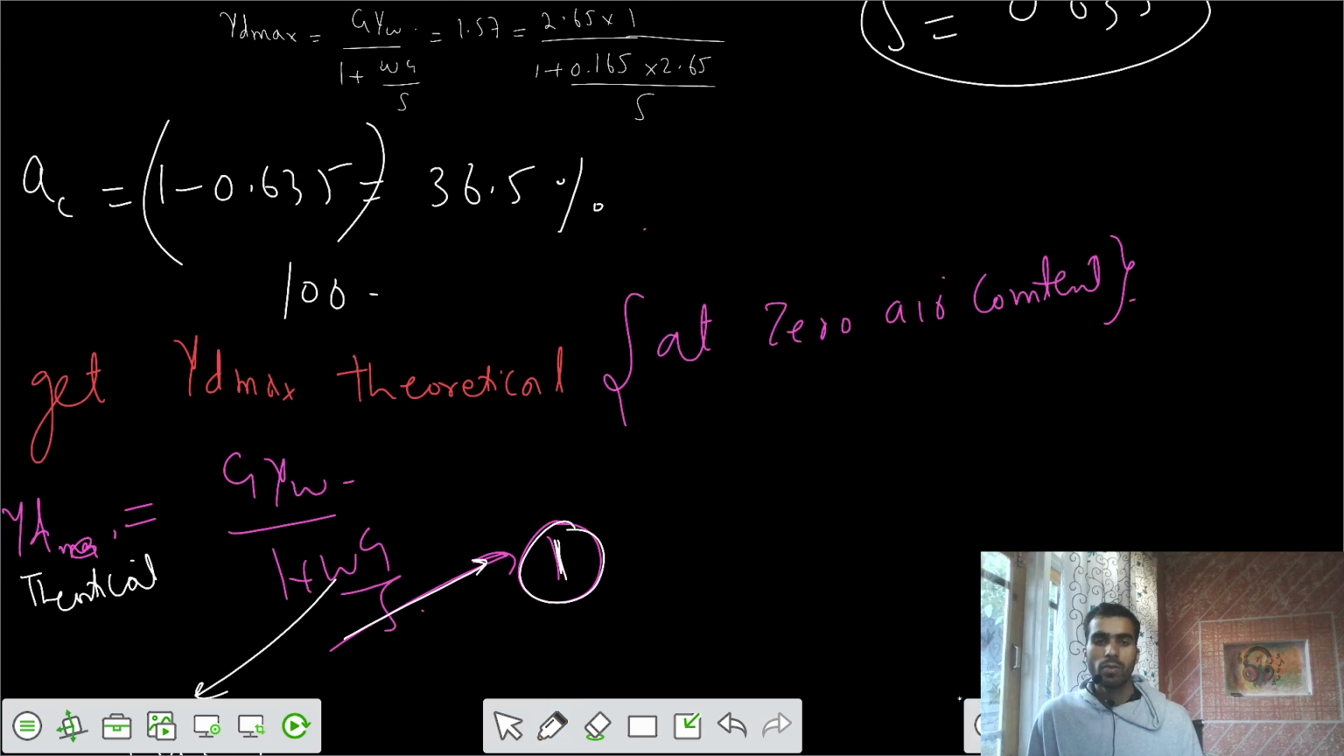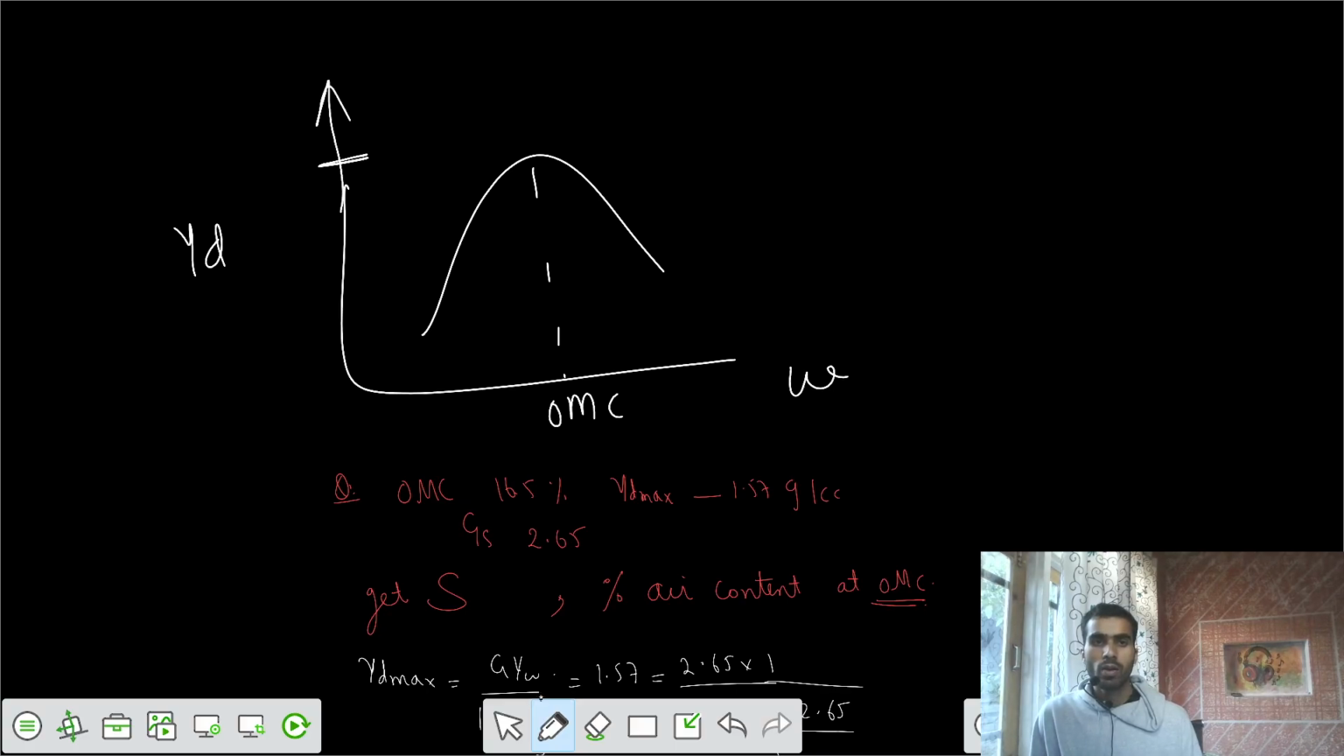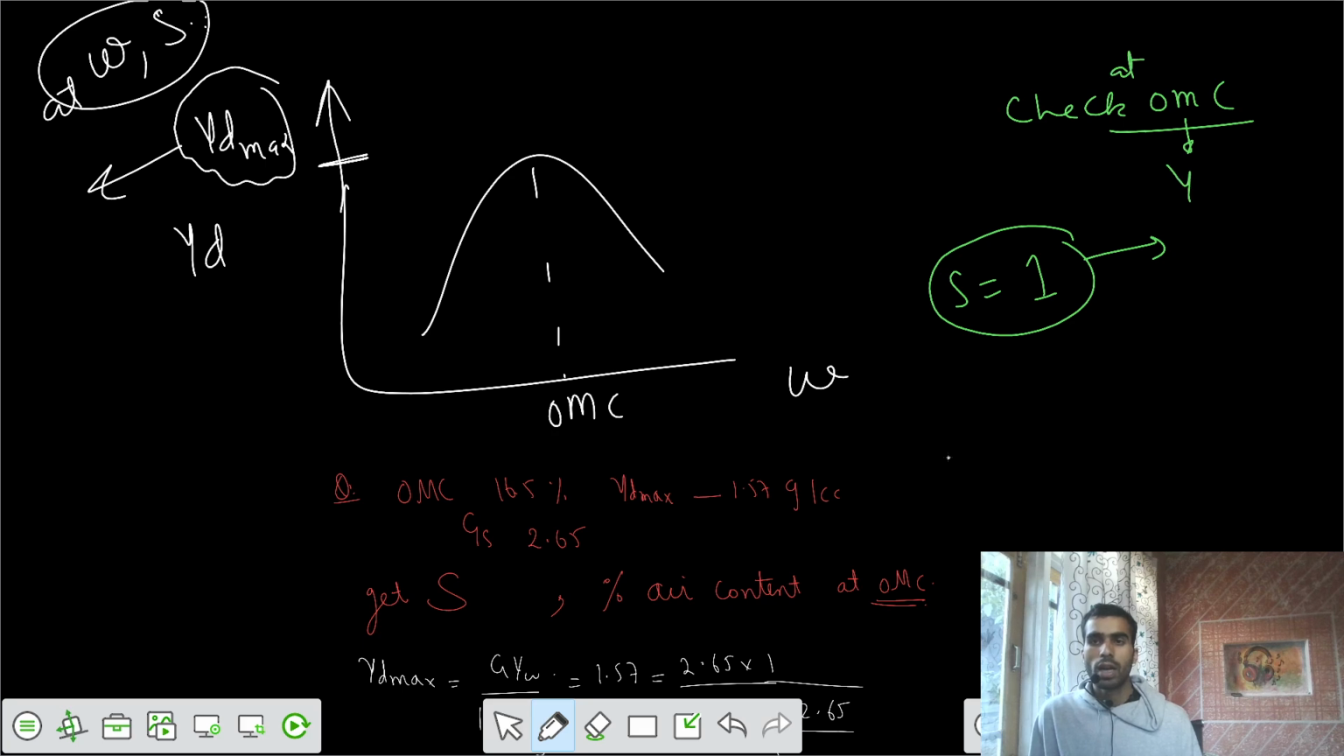Once we got the value of moisture content, we saw that if I had the curve of gamma D versus W, we got the curve in this way, such that this is your optimum moisture content. At that time, your value of gamma D is gamma D max, but this was at a given water content, at a given degree of saturation. But if I keep that degree of saturation equal to 1 now, and check at optimum moisture content, what is the value of gamma D? At that time, gamma D becomes gamma D max, but this is theoretical.